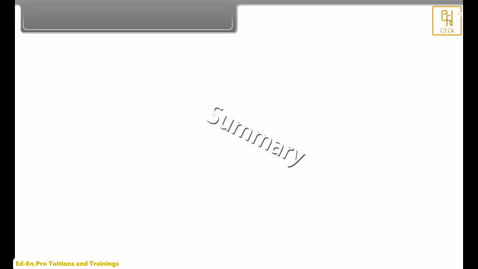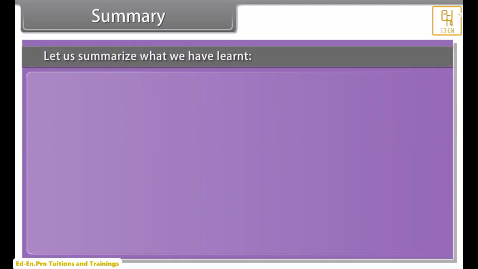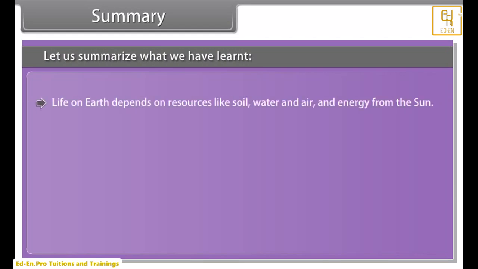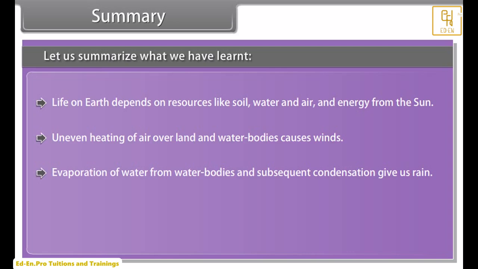Summary. Let us summarize what we have learnt. Life on Earth depends on resources like soil, water and air, and the energy from the sun. Uneven heating of air over land and water bodies causes winds. Evaporation of water from water bodies and subsequent condensation give us rain. Rainfall patterns depend on the prevailing wind patterns in an area.